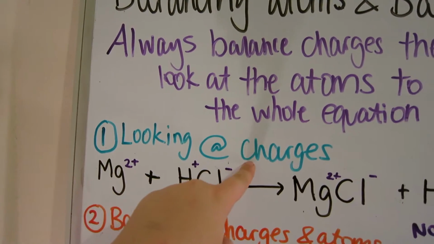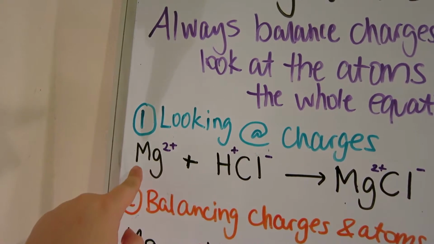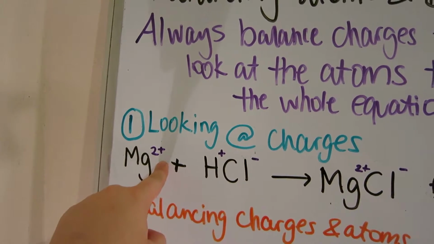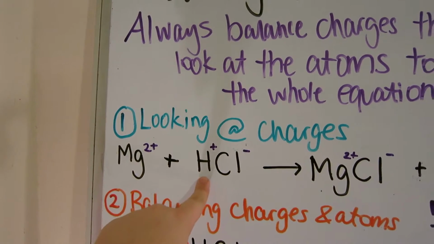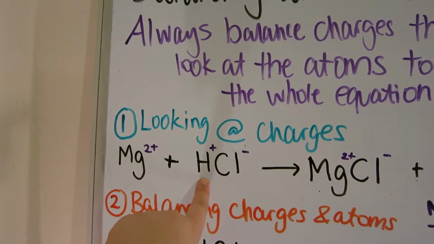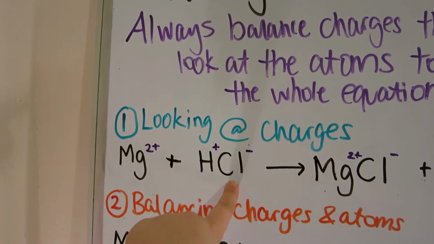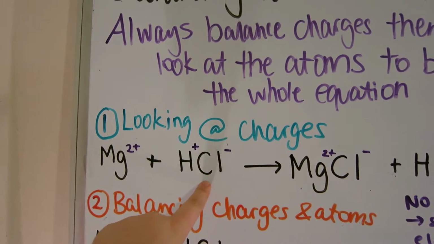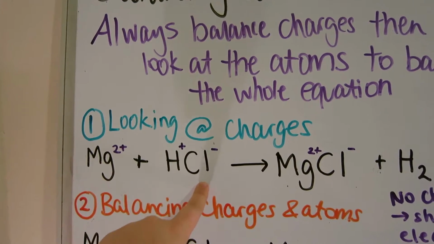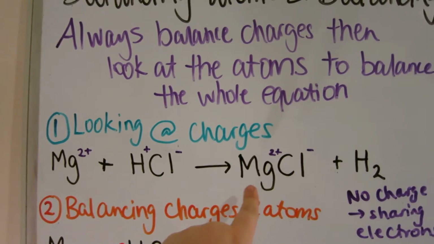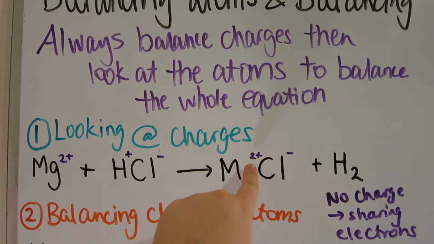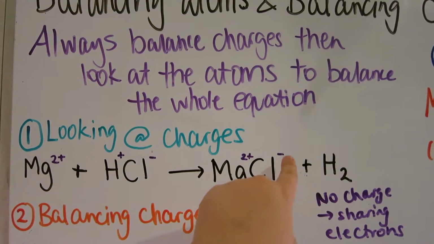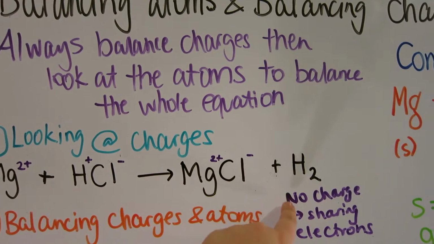So first we're going to look at the charges. We've got our magnesium, we've got our valency of 2 plus, or plus 2. Hydrogen, remember, is plus 1. Chlorine atom is minus 1, so that is neutral. Positive and negative equals 0. We've got our magnesium here, 2 positive, and 1 chlorine, 1 negative.